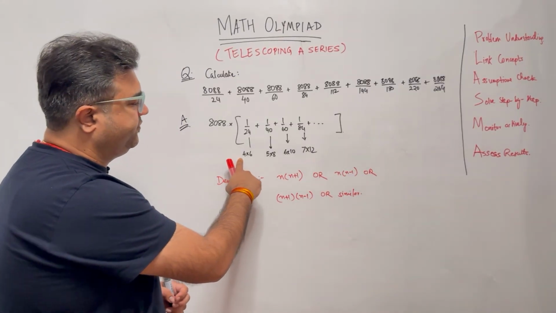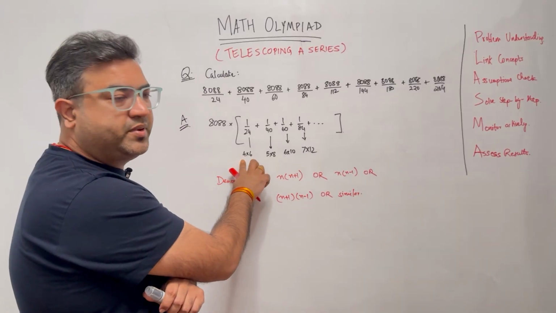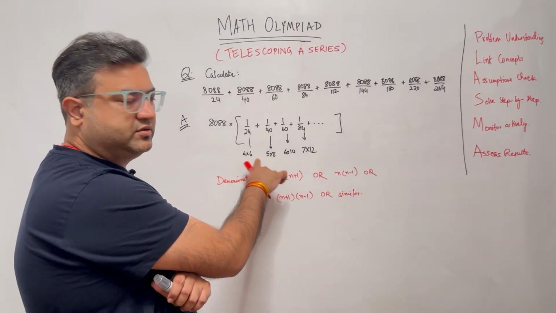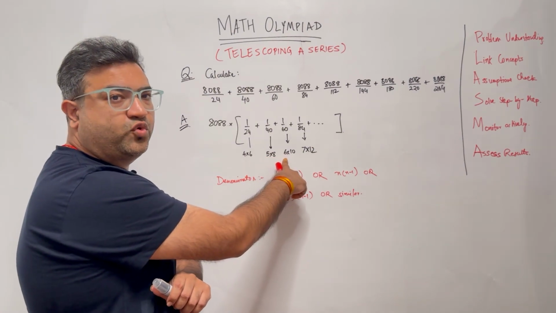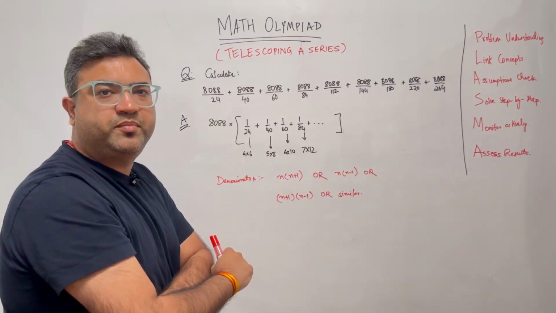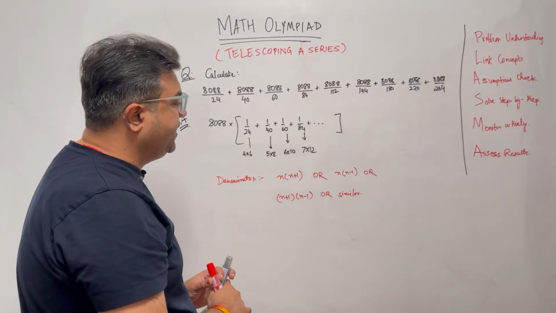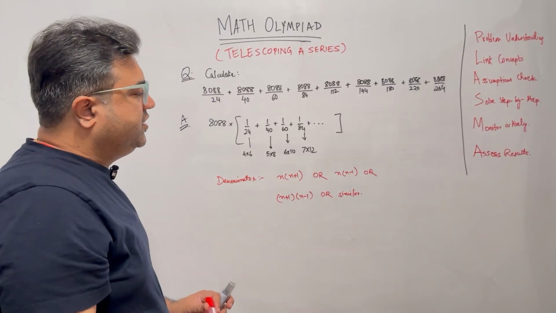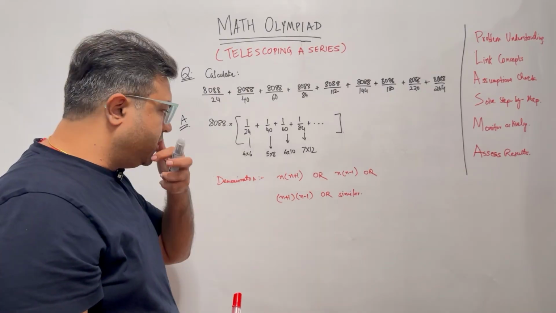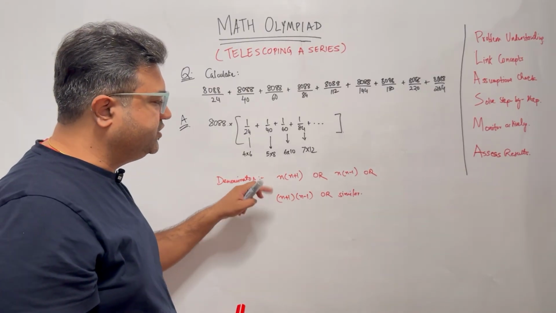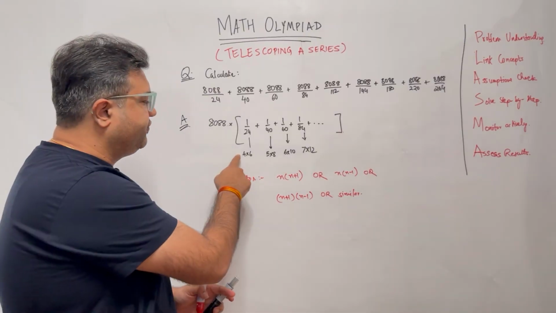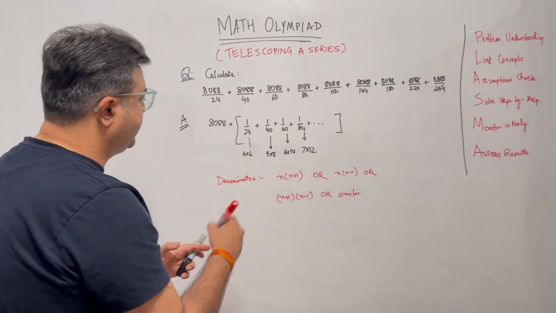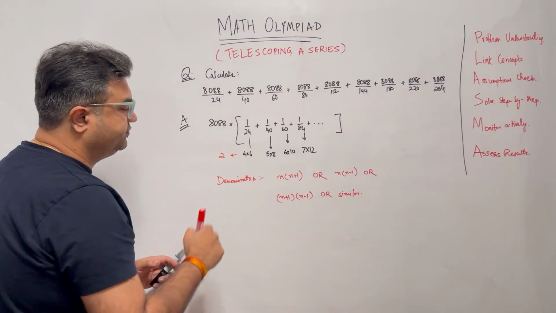But here we see that this is n into n plus 2. This is the next term, n into n plus 3. Then this becomes n into n plus 4. Then this becomes n into n plus 5. So what really is happening here? How can we change it into some of this form? Let's do one more thing. Let's take a factor of 2 out.